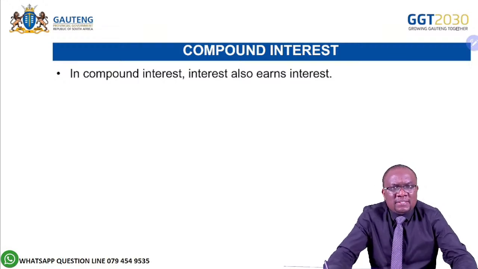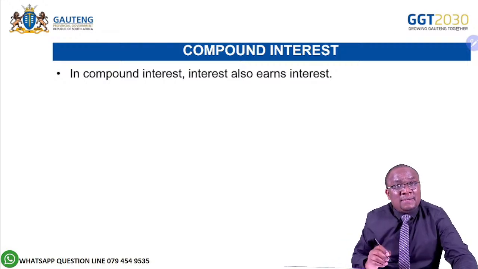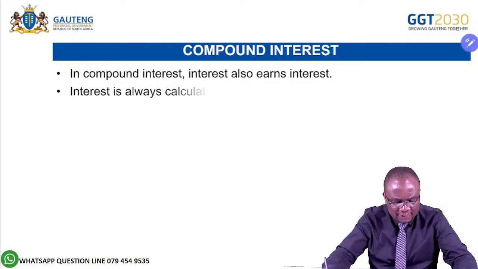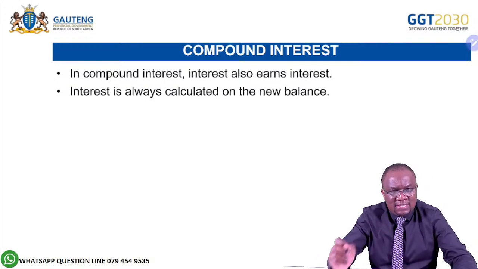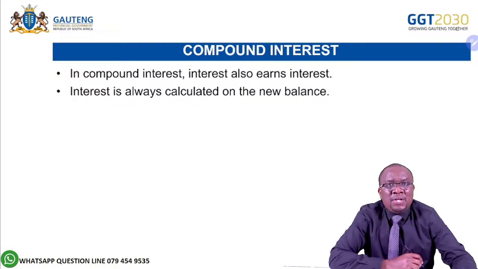What do we mean by that? Let me use an example so that I can explain this nicely. Interest is always calculated on the new balance. I think we'll understand this better when we go to our example. Okay, let's do that.